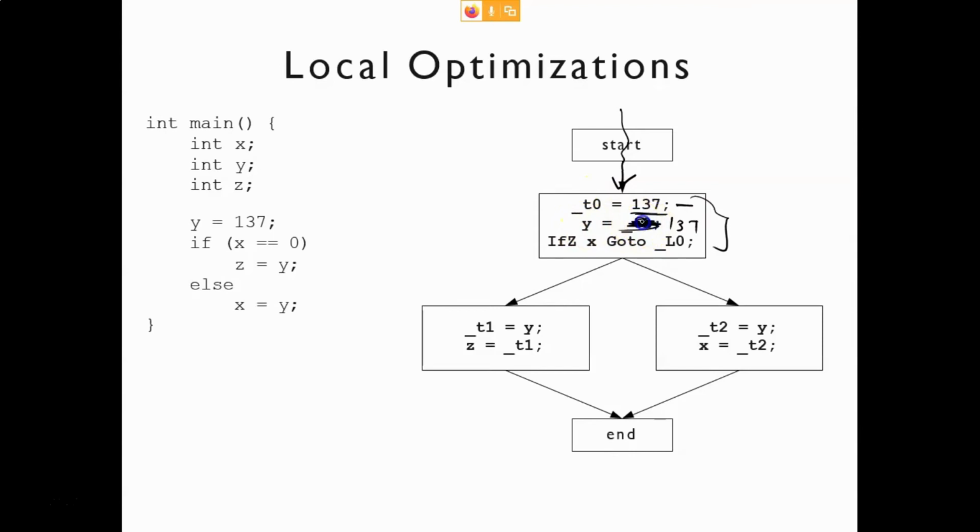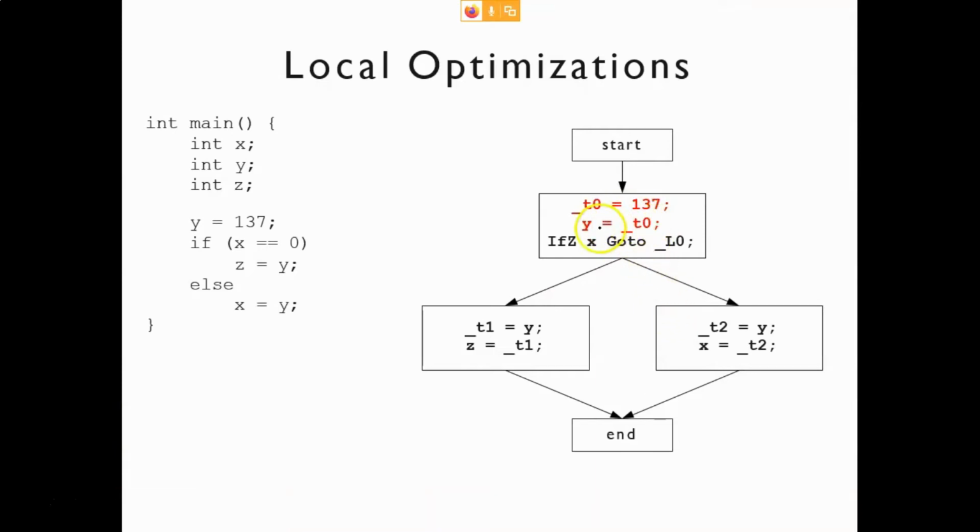So what you can do, you can replace this t0 with 137. This is called constant propagation. We will see this in a detailed manner after some time, but this is called constant propagation. Okay, constant propagation. So this is how we do constant propagation. Now, after this, you can do these constant propagations.